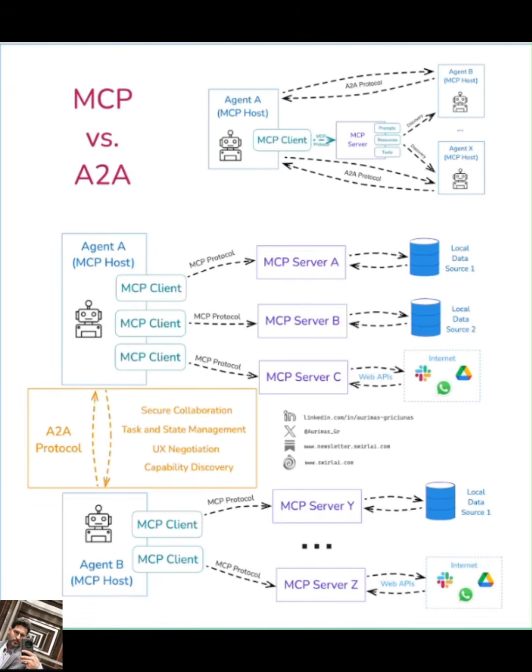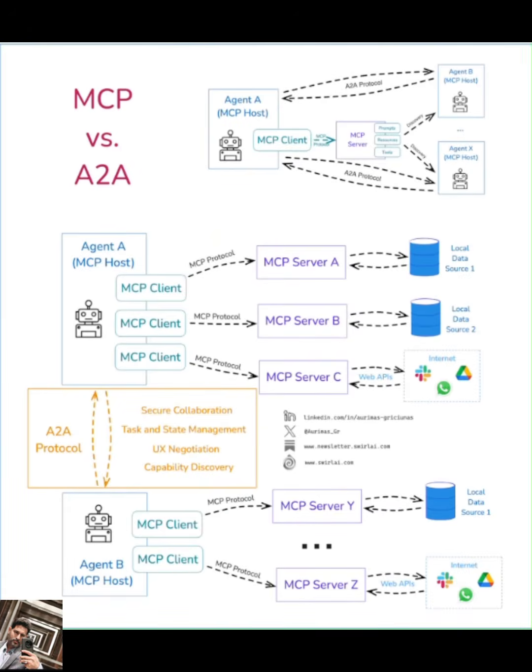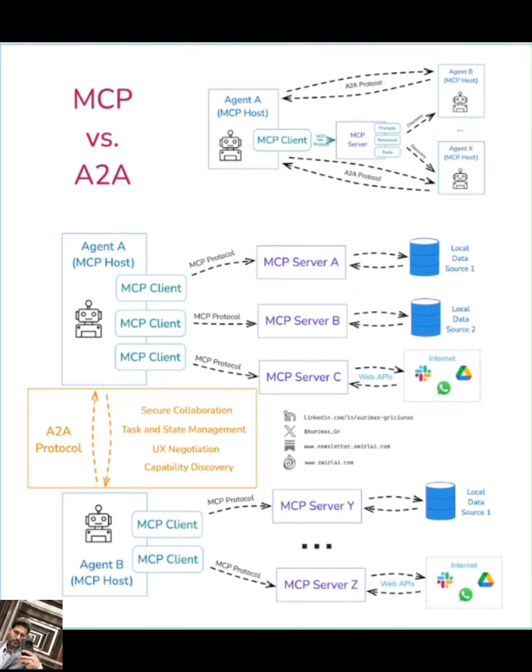Let's dive into the nitty-gritty with the bottom half of our diagram. Here, we see MCP in action. Agent A's MCP client is chatting with MCP server A, which might even have its own local knowledge bank, like local data source 1. Agent B's MCP client is doing the same with MCP server B and its local data source 2. Notice the key difference? Agent A and Agent B aren't directly gossiping, they're both going through their own MCP control centers. And get this, MCP server C is even plugged into the whole internet, using web APIs to talk to things like WhatsApp and Gmail. That shows you how MCP can be the bridge connecting those powerful language models to the real-world tools we use every day.